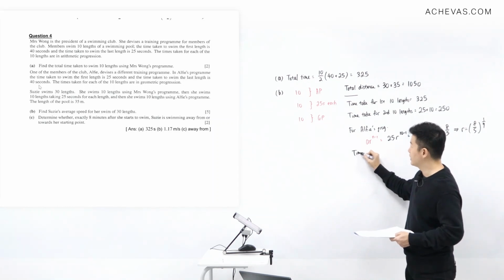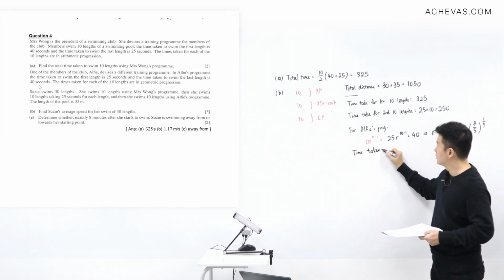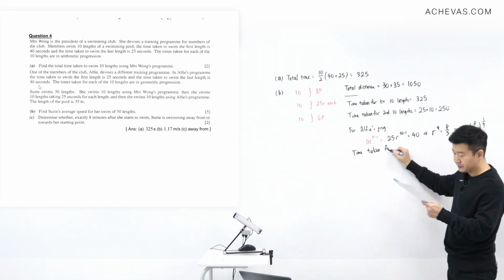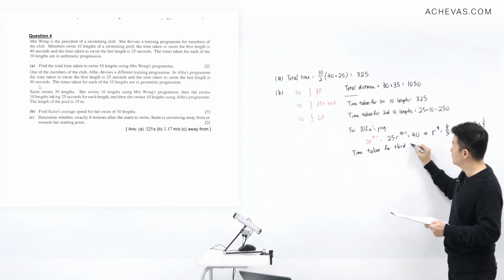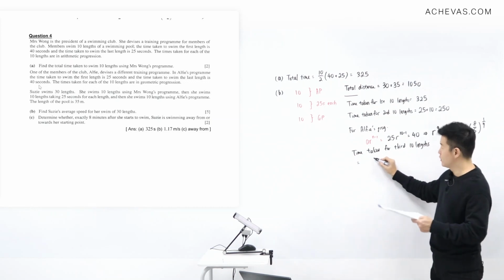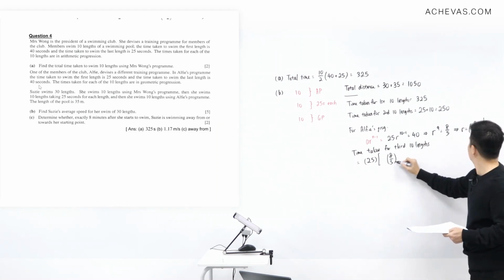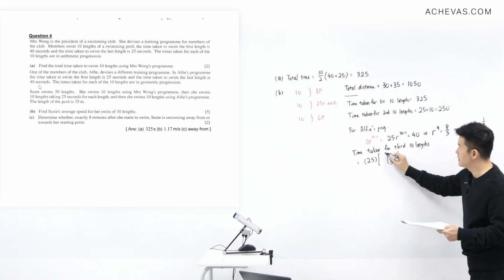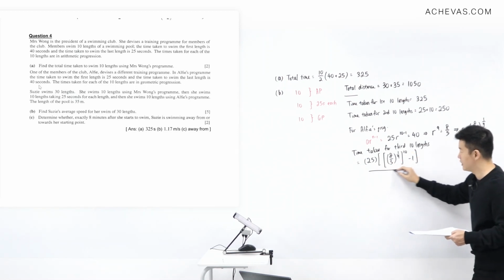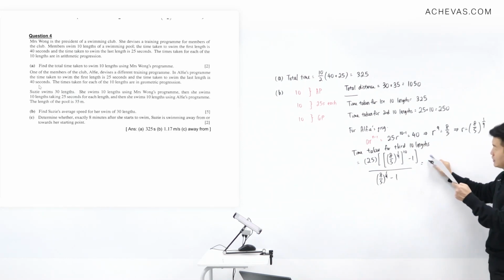And this will help me to find the time taken for the third 10 lengths. I'm going to make use of the sum of a GP. The first term is 25. The common ratio is 8 over 5 to the power of 1 over 9. The number of terms is 10, so to the power of 10 minus 1. That is a times r to the power n minus 1, divided by r minus 1. So the common ratio is this to the power 1 over 9, minus 1.